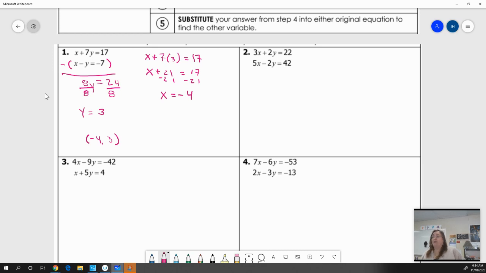The best part about this is if I wanted to, I could check, right? I could plug this in. Let's look at the other equation. Do I have to check? No, I'm not going to require you to, but you know if you're right or not. Because I go, okay, well, let's look at this equation. x minus y equals negative 7, right? If I plug in for x negative 4, and for y 3, it better give me negative 7. And that totally checks out, right?